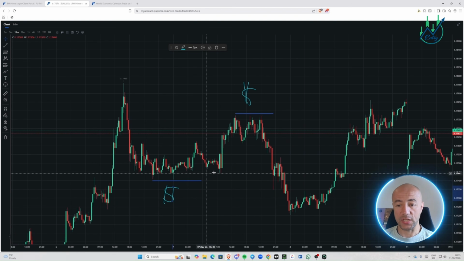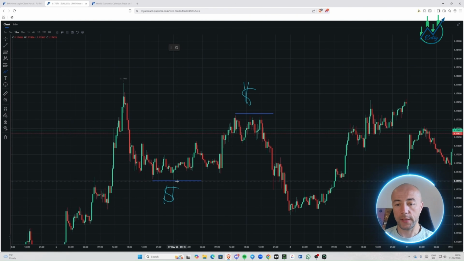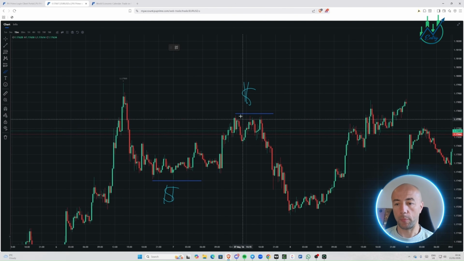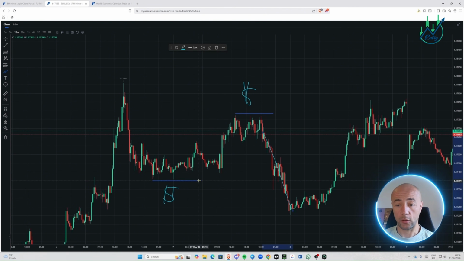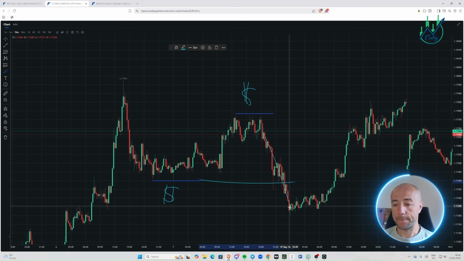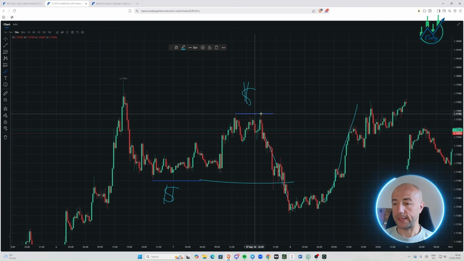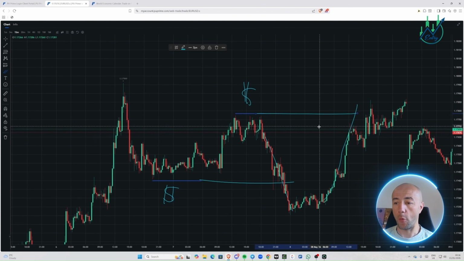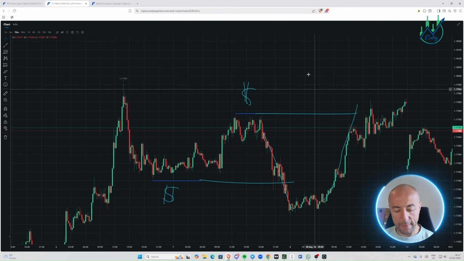Yeah, as you can see, price has created these equal lows. It's come up and it's created these equal highs. It's then come down, taken all this liquidity down here, and then come back up, and it's taken all this liquidity up here. Now let's level up.